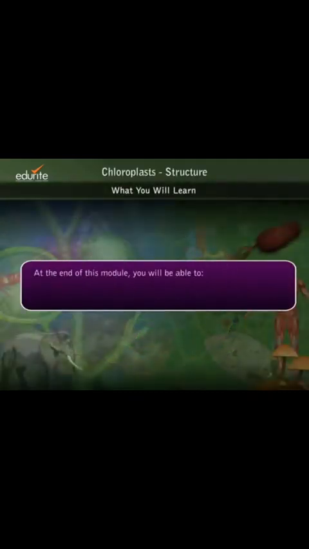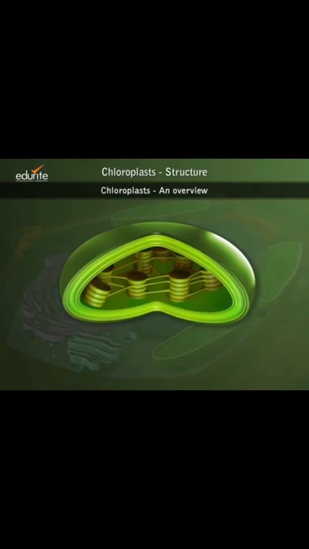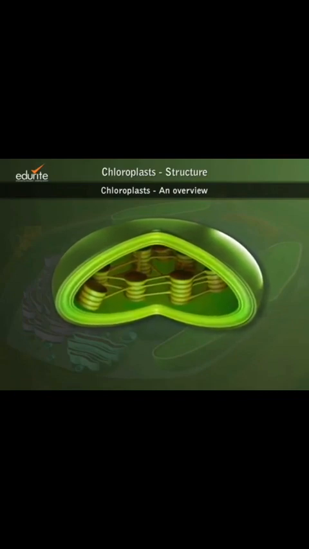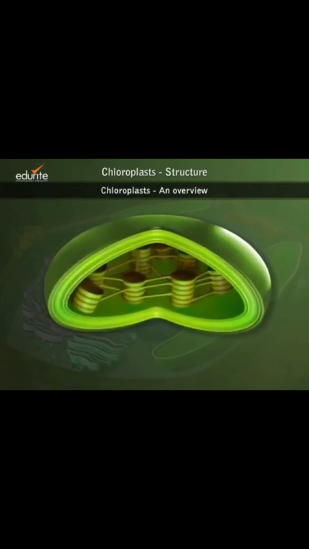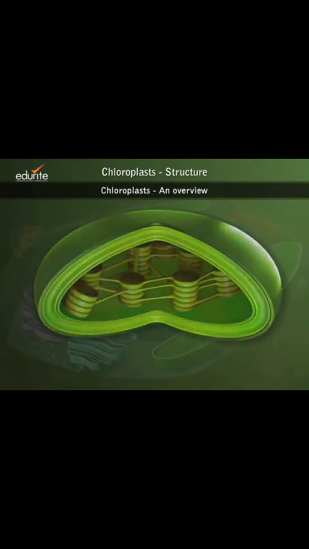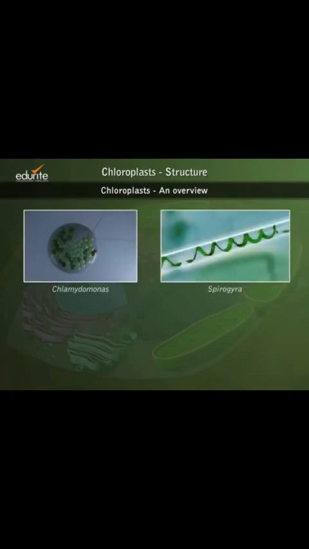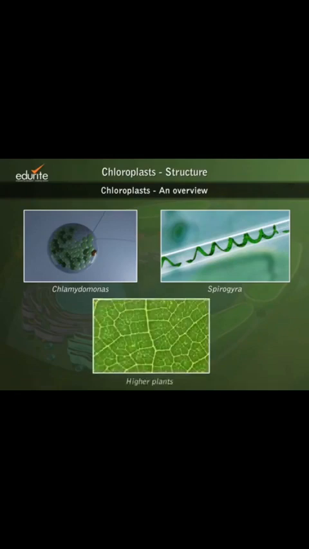At the end of this module, you will be able to describe the ultrastructure of chloroplasts. Chloroplasts are membrane-bound organelles that act as the main centers for photosynthesis. The number of chloroplasts varies widely in different plants. For example, in green algae like Chlamydomonas and Spirogyra, the number of chloroplasts present in each cell remains constant. In higher plants, the number of chloroplasts varies from cell to cell.